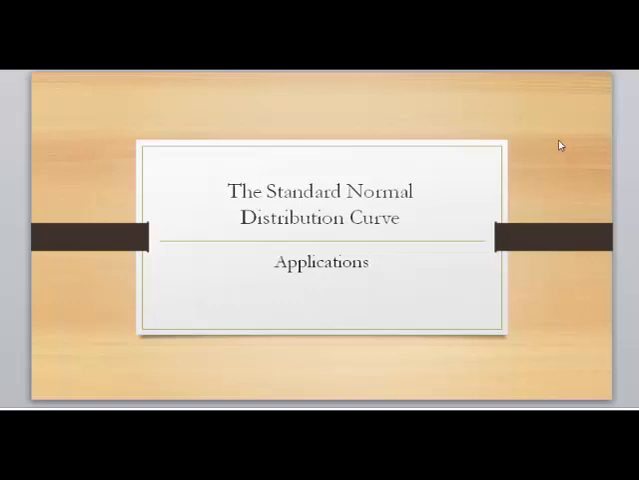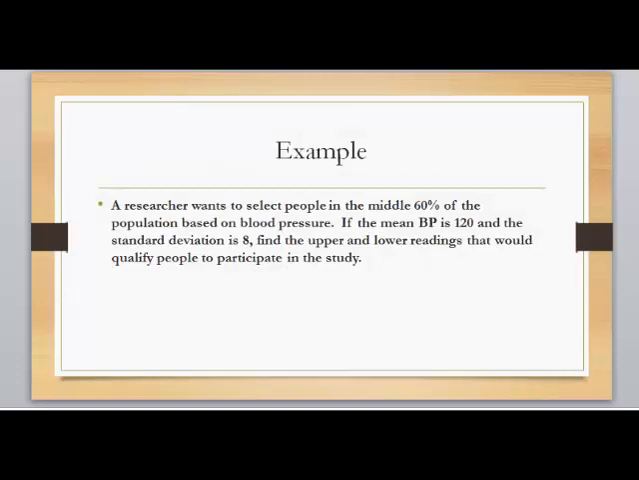So let's go ahead and look at a second example of an application where we are given the area and we need to find the z-score and then convert to a data value. So our example says that a researcher wants to select people in the middle 60% of the population. Okay, so remember that this phrasing is key to this type of problem. So that phrasing is giving us the area. So we want to watch for that as we're reading problems.